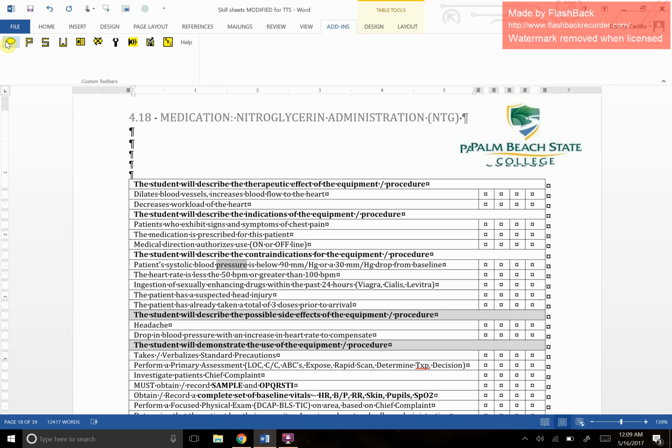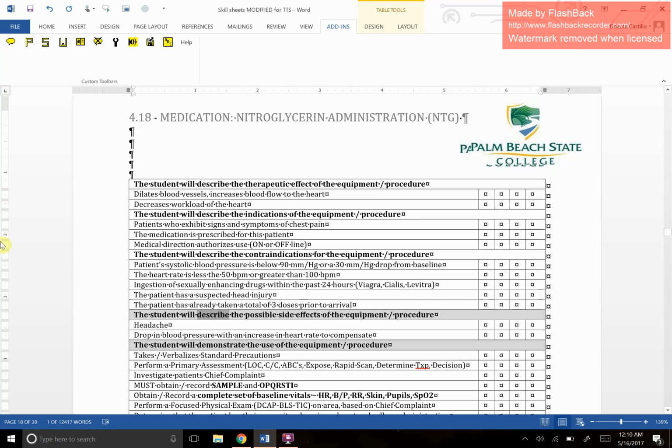Patient's systolic blood pressure is below 90 mmHg or a 30 mmHg drop from baseline. The heart rate is less than 50 bpm or greater than 100 bpm. Ingestion of sexually enhancing drugs within the past 24 hours: Viagra, Cialis, Levitra. The patient has a suspected head injury. The patient has already taken a total of 3 doses prior to arrival.